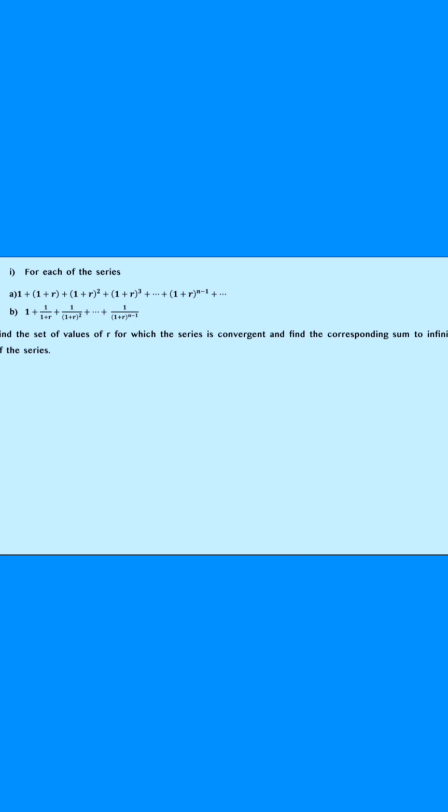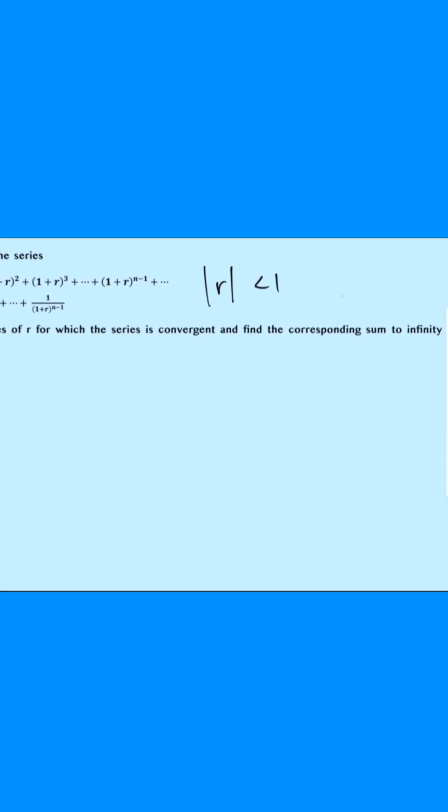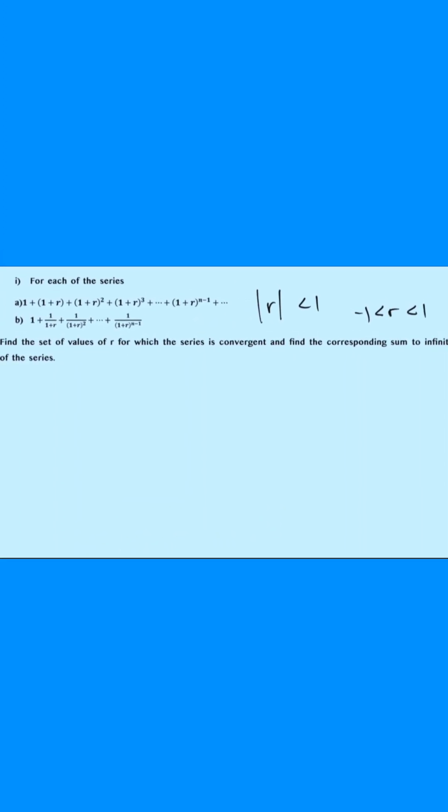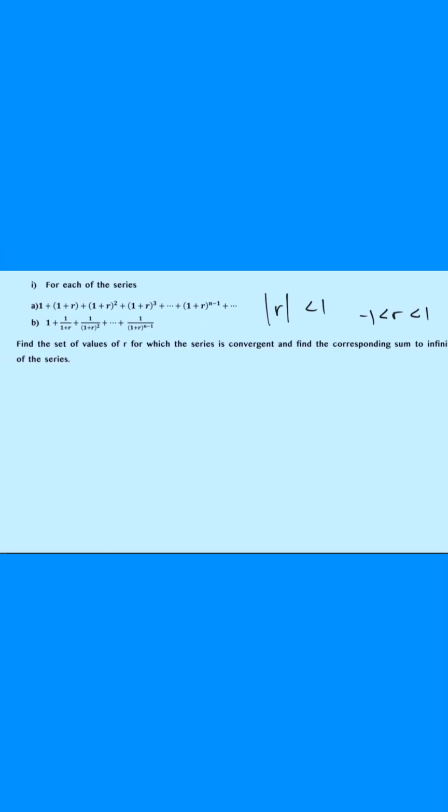For a series to be convergent, the magnitude of r has to be less than 1. What does that mean? Negative 1 should be less than r, should be less than 1. Okay, so they want us to find r for each of them. We have to find the common ratios. So for series number a, if you want to find the common ratio, you just take the second term over the first term, third term over the second term.